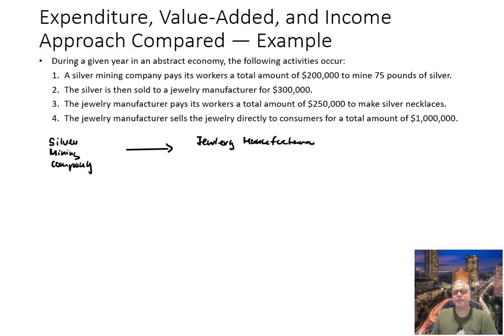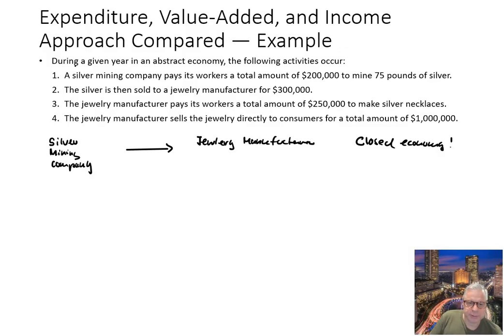Okay, so now what happens in each stage? If we go through the information, this is a closed economy. So obviously the final good is the jewelry being sold to the consumers for 1 million. So those are the silver necklaces for 1 million.